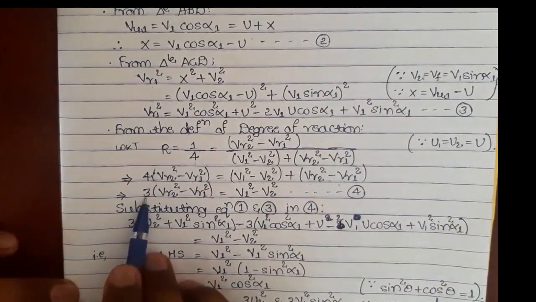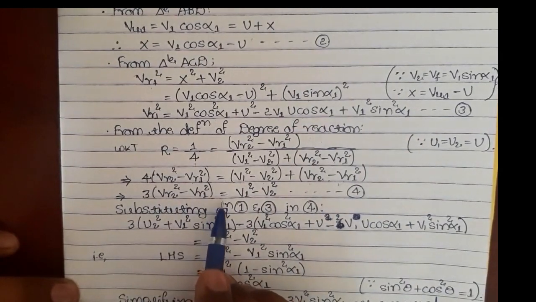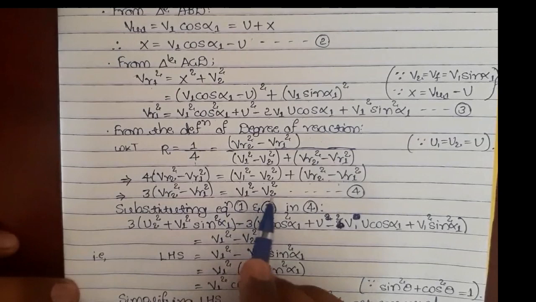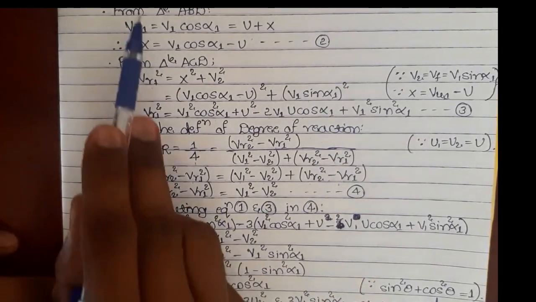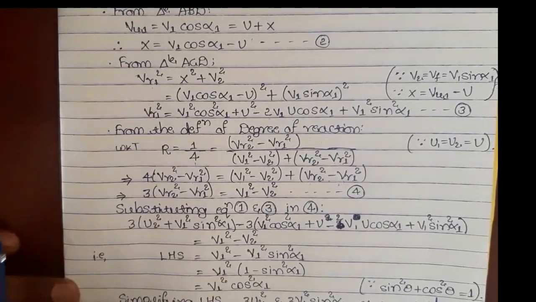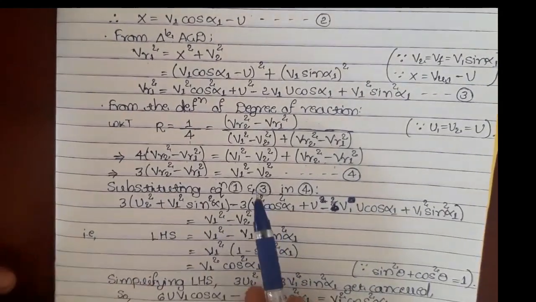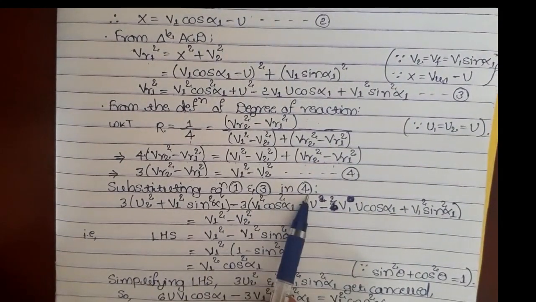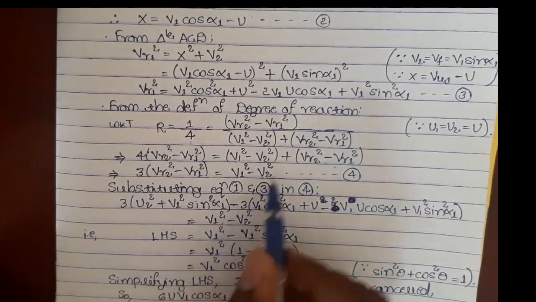4 minus 1 is 3. So it becomes 3 into VR2 square minus VR1 square should be equal to V1 square minus V2 square. Now substitute the VR2 square value and VR1 square value, that is equation number 1 and 3, in equation number 4. Right? So substituting equation 1 and 3 in equation 4, the RHS remains same. What is it? It is V1 square minus V2 square.